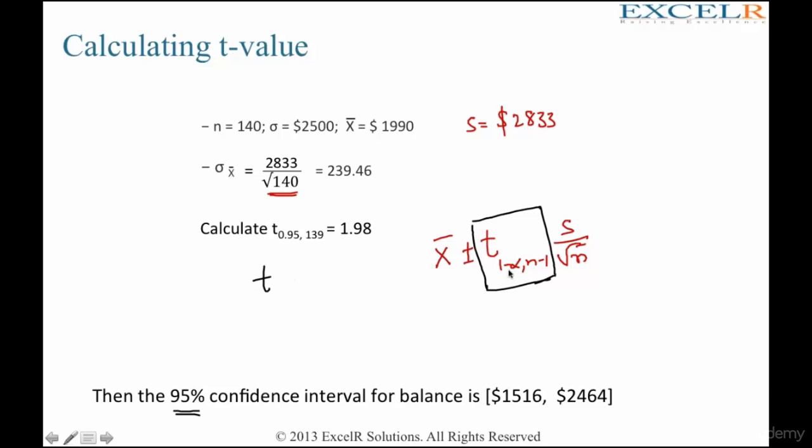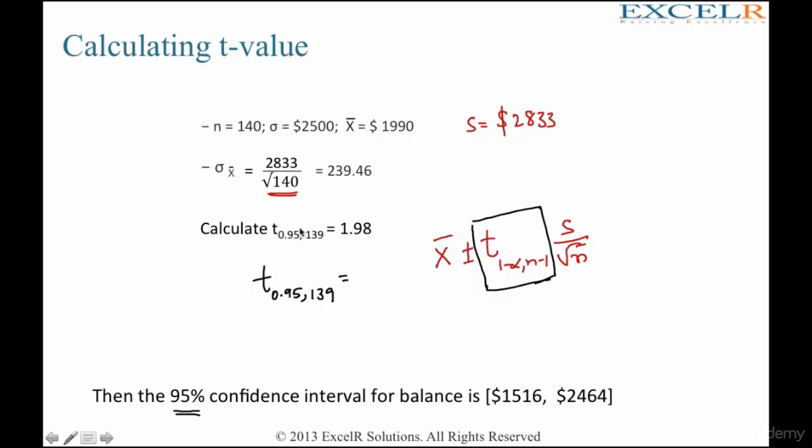So t, 1 minus alpha is 95%, which is 0.95. And n minus 1 is sample size minus 1. Here it is 140, so 140 minus 1 would be 139. And how do I calculate this?